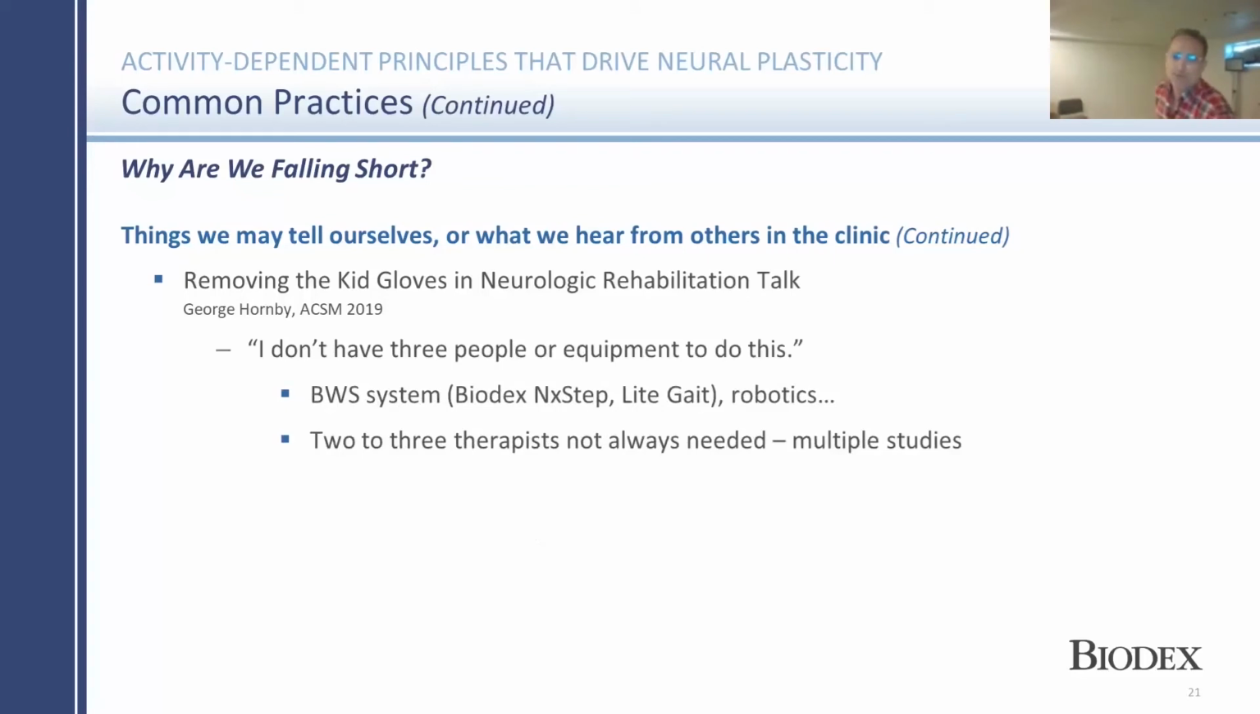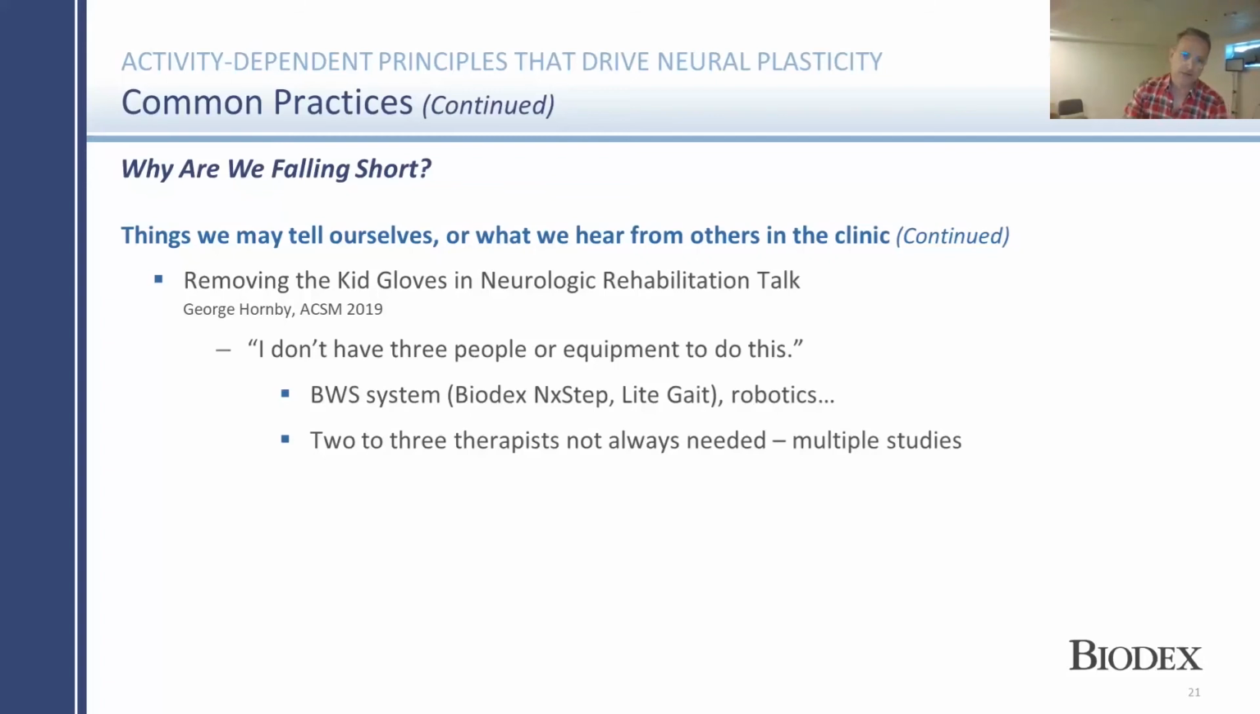I don't have 3 people or equipment to do this. Well, we have high-tech stuff, and then we have lower-tech stuff. So for example, we have body weight support systems like the Biodex Next Step. Obviously I work for Biodex, but I also use this as a clinician. What's unique about my position is that not only do I know our equipment, but I actually go into facilities and work with patients, with the clinicians on our products, which is really fun. This allows you to get up to that next step without requiring that extra aide or that extra therapist to get them up and to do things.